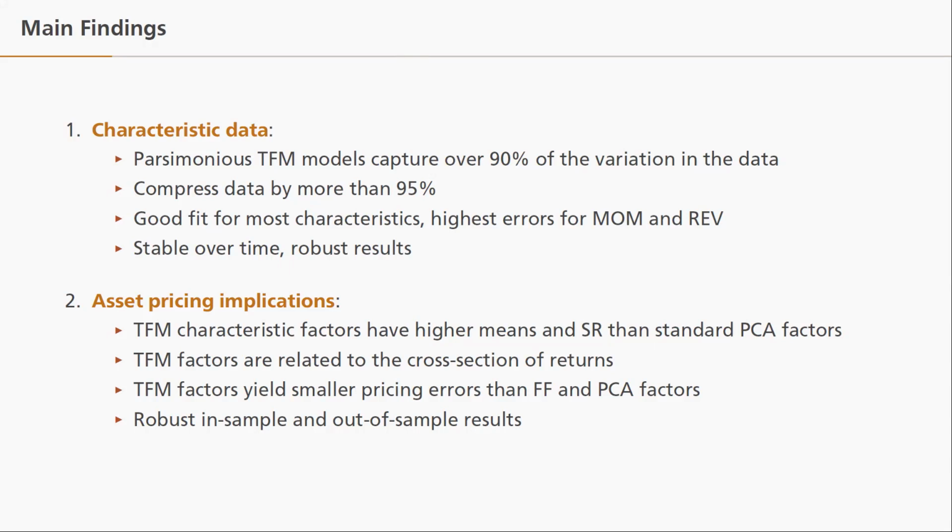I see. Okay. So they actually do better in the cross-sectional asset pricing tests than benchmark models, and I find robust in-sample as well as out-of-sample results. So that's the summary of the paper.